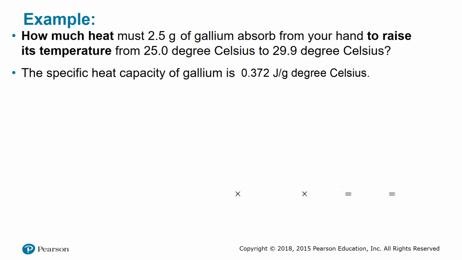So an example problem for this would be gallium, and I'm going to talk about gallium first. Gallium is a pretty cool metal. It's number 31 on the periodic table, Ga. Its melting point is just about body temperature. So if I take a hunk of gallium and set it in my hand, it's going to go from a solid to a liquid. So it's really cool.